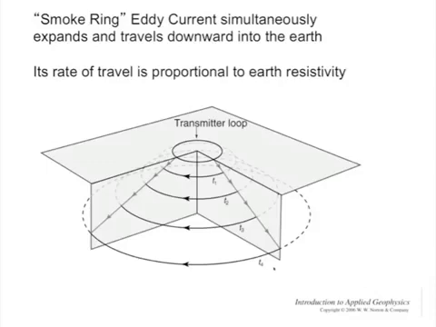Amazingly enough, this kind of eddy current can appear in a constant resistivity medium. We don't need a near planar conductive object, we don't need that dike-like conductive structure.